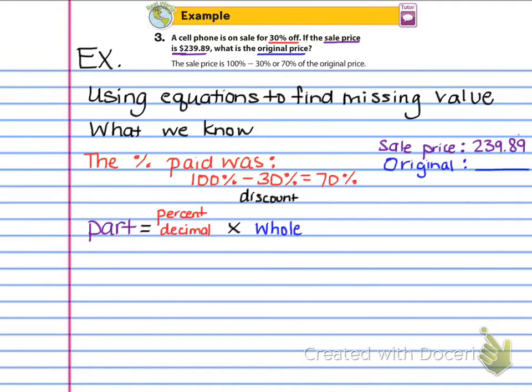All right, so what we see here is we've got what we know. We know that the percent paid was 100% minus the 30% discount. So that sales price, the purple one, is actually representative of 70%. So now we know that the part, which is the sale price, the $239.89, equals the percent decimal, so that's the 0.7, times the whole, which we're solving for. So now we're just going to plug in those values where you see them here. So you see the $239.89 goes with the part, the 0.7 goes with the decimal, and the P goes with the whole. Because you don't want to use O for original, that wouldn't be good.